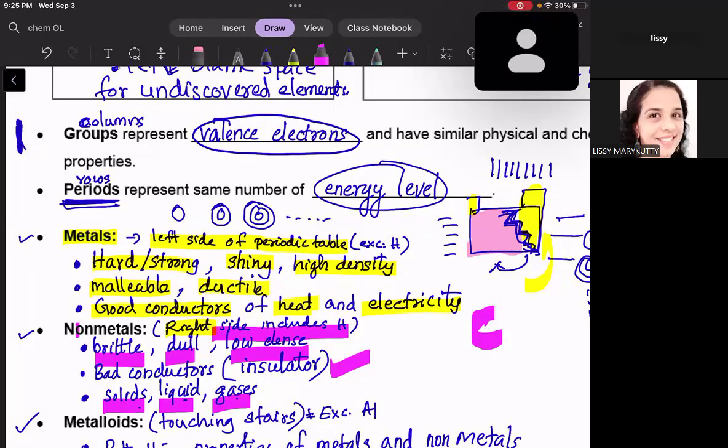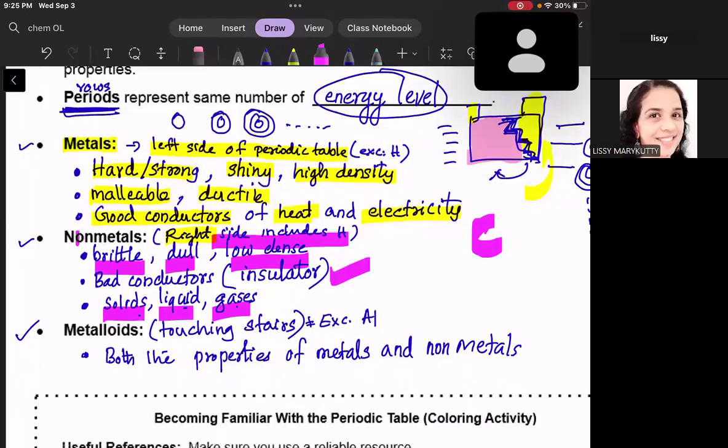And there are a few elements touching the stairs. Those have both the properties of metals and nonmetals. And we will call them metalloids. Okay. They are touching the staircase, only exception aluminum. Okay, they will show both the properties of metals and nonmetals.